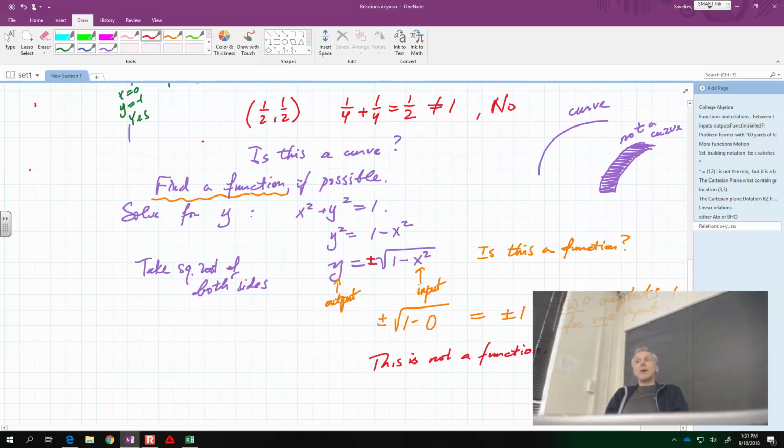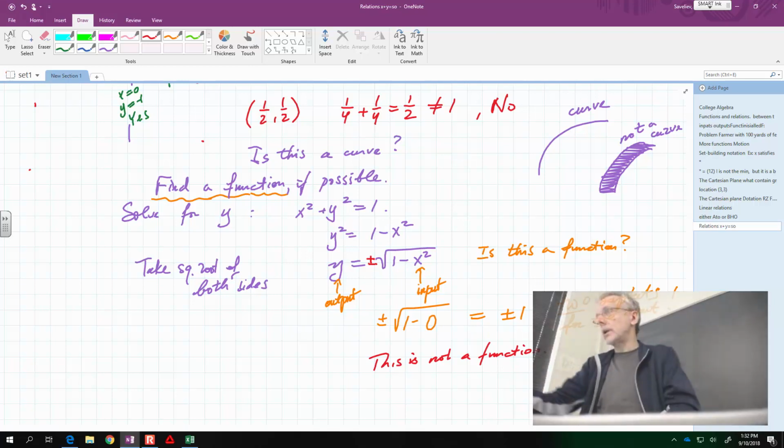Whenever you see plus or minus, it is an indication that probably this is not a function, because that plus or minus, they appear simultaneously, and you can pick plus or minus or both of them, so that for the same x, you plug in your x into your formula, and you end up with 2 numbers, so 2 outputs. And you can see that. Well, let me do it.